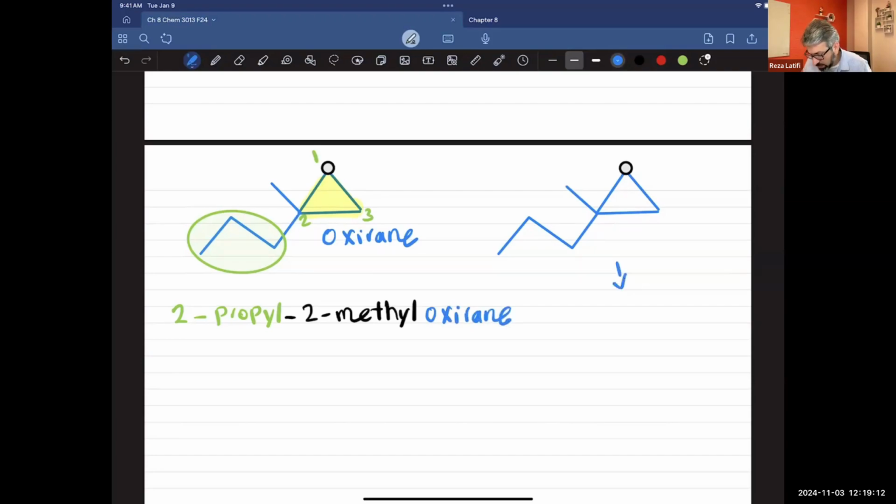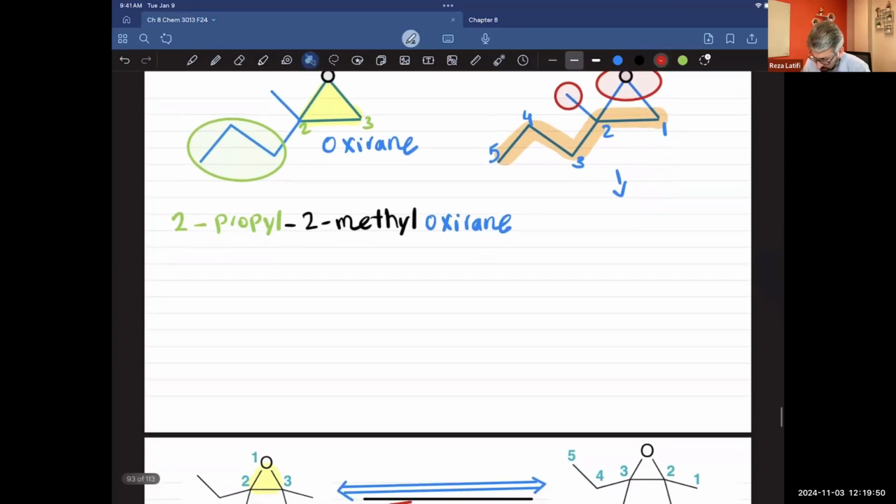Well, here, if we want to label this one, the longest chain will be this one. Why did I decide to go after this and not this one? Not this one, because I want to include the oxygen also. I need to include the epoxide in my longest chain. So I go 1, 2, 3, 4, 5. What do we have? We have 2 substituents. One substituent will be the methyl, and the second substituent will be the epoxide.